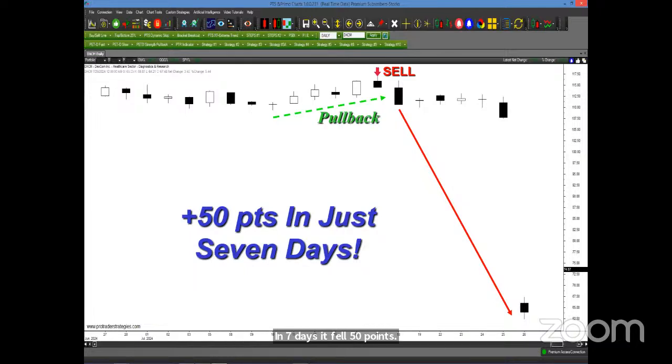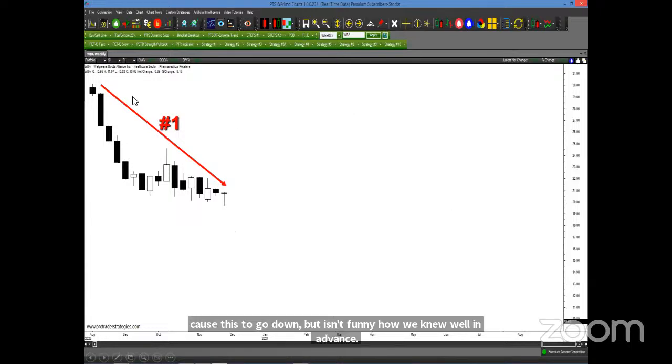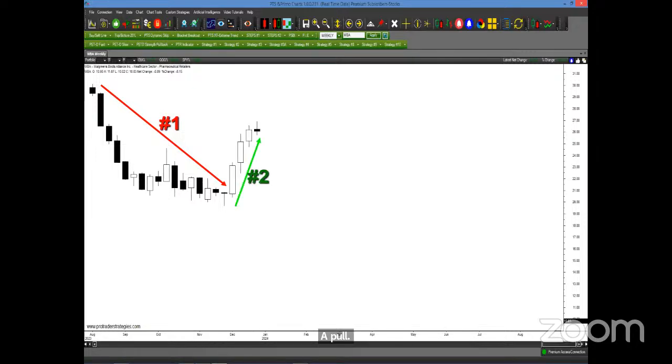Okay? Now, obviously, some news came out that caused this to go down. But isn't it funny how we knew well in advance? Here's another example, a weekly chart in WBA, Walgreens. All right, we have a downtrend, so this is phase one. So we're looking to see if a pullback phase two is established. And yes, it is. Just off these 1, 2, 3, 4 days, you would have known through how we teach you in the course, through the simple indicators, that yes, this was phase two.